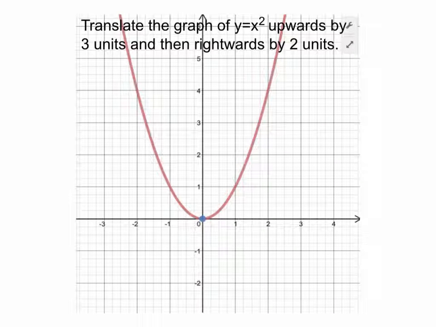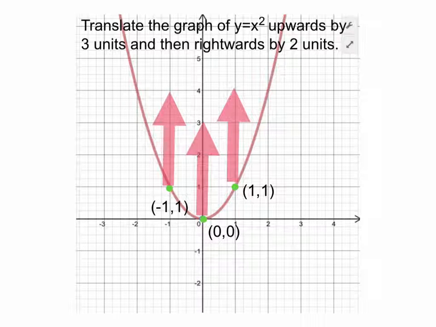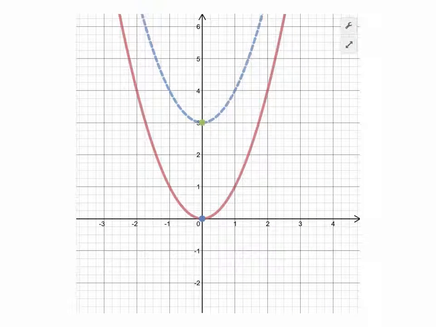Example 1. Translate the graph of y equals x squared upwards by 3 units and then rightwards by 2 units. In this example, we can select 3 points from the original graph: (1, 1), (0, 0), (-1, 1). Then we can move these 3 points upward by 3 units, and it will look like this. Then we can move the image of the graph to the right by 2 units. Then the final image should look like this.